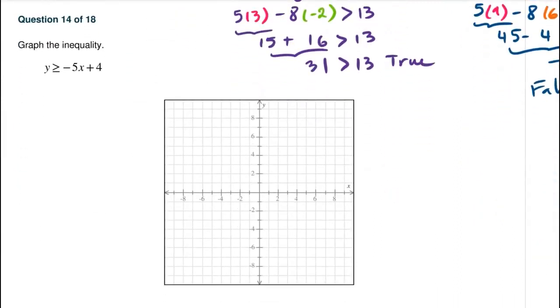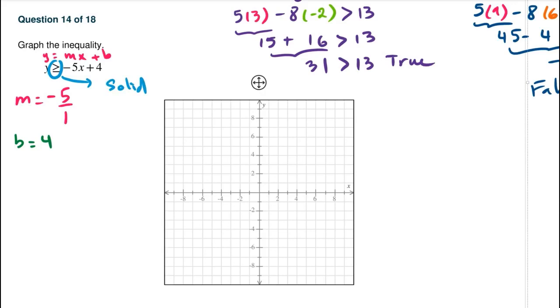Now problem 14, we're going to graph this. First of all, you need to know the slope. y equals mx plus b. So the slope, m, is -5. To put it in fraction form, it is -5 over 1. b is your beginning. b is 4. Greater than or equal to tells you we're going to use a solid line.